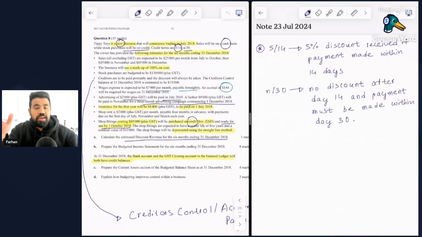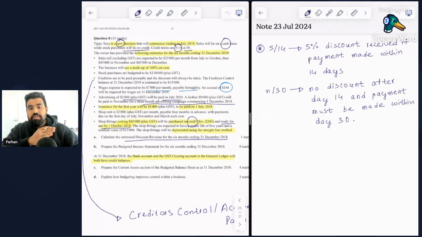My name is Farhan. Today you will solve question number 8 from the 2017 past exam. In this question, you will first learn to prepare the balance sheet adjustments at the end of the reporting period. Then you are going to use the results to prepare the income statement and then the current asset section for the balance sheet. You will also understand why a business needs to do budgeting.